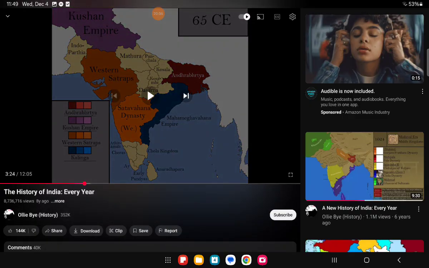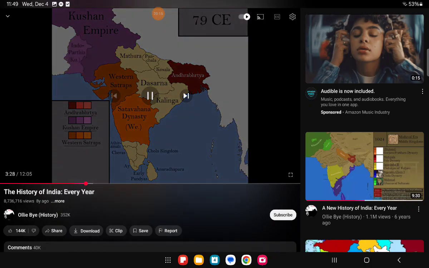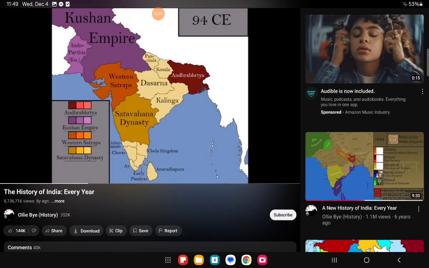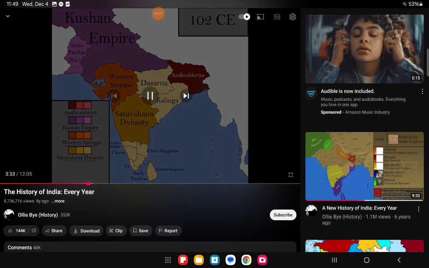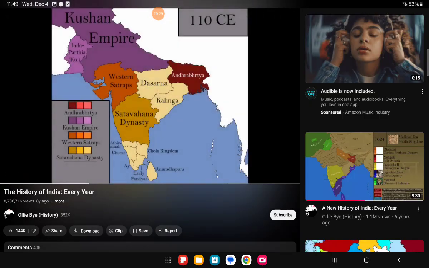Impressive survival the Satavahanas have done. They've lasted for like, what, 300 years now? And now the Mahameghavahana dynasty is gone, but Kalinga still exists. And now the Kushans are taking more stuff. And now they're touching the red, and the Satavahanas are free again.